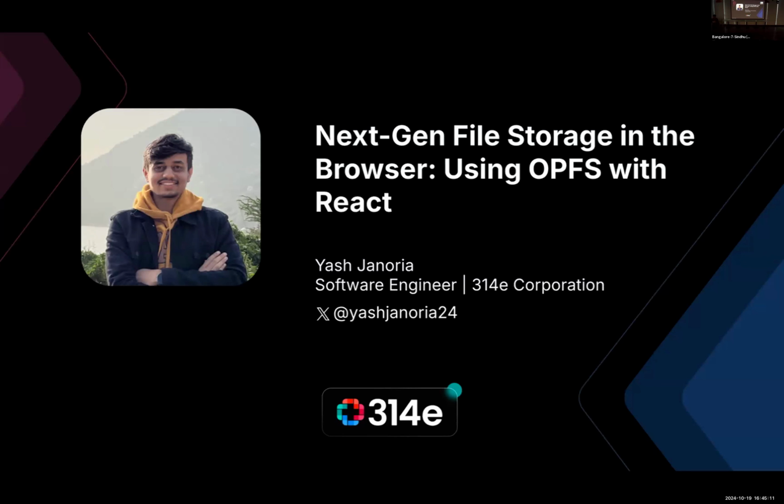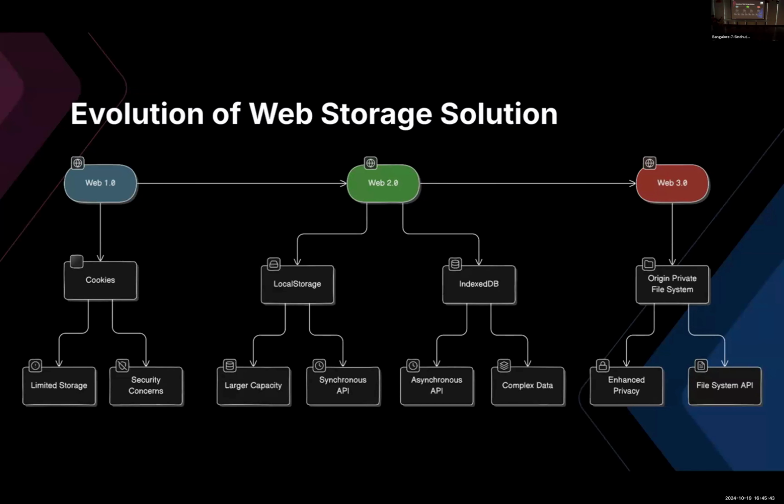So if we talk about the evolution of web, in Web 1, we have only static sites, not much interaction. Cookies were introduced, so cookies were a great storage solution, a good step towards storage in browser. But the problem with cookies is limited storage, maybe around 4 KB per cookie. And there are security concerns. We have to send them via HTTP again and again.